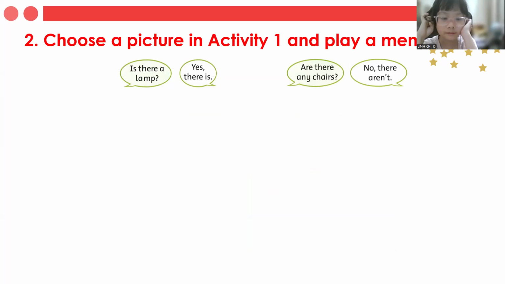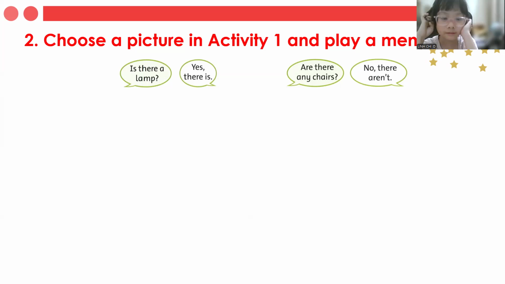Okay. Is there a green blanket in the picture? Yes, there are. No, there isn't. There is a red blanket. Okay, now, is there a computer in the picture? No, there isn't. Okay. Is there a bookshelf in the picture?